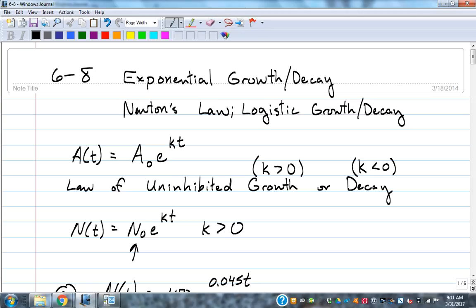We're putting these together. Exponential growth and decay. We're also going to talk about Newton's law of cooling and heating goes together. And then logistic growth and decay. We'll do just a quick thing with that. But exponential growth and decay, that's something you've seen before. Newton's law, you may not have done before. I don't know if y'all do that in chemistry or not. You may have.